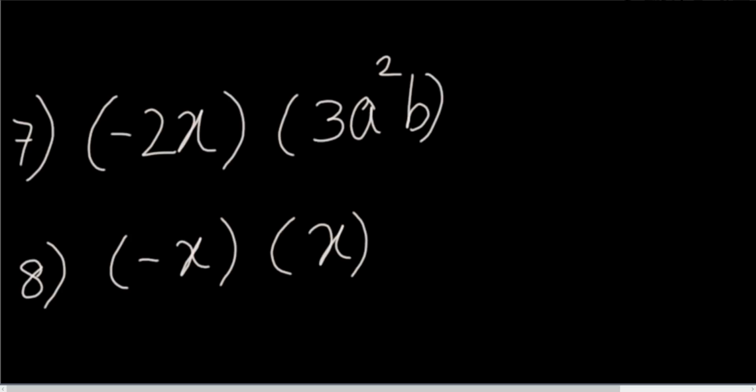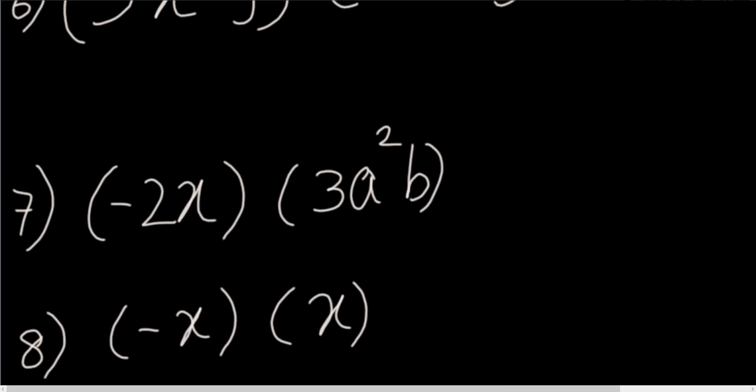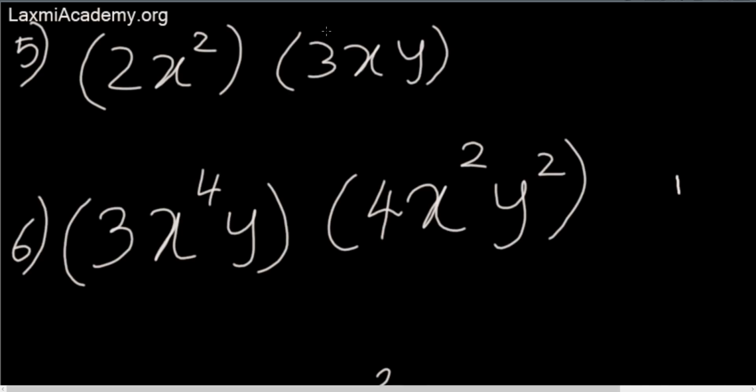Let's see some more examples. And here I have a few more, and we'll move from simple to a little bit more complex ones. So 2x squared times 3xy. First you multiply the coefficients. 2 times 3, which is 6.